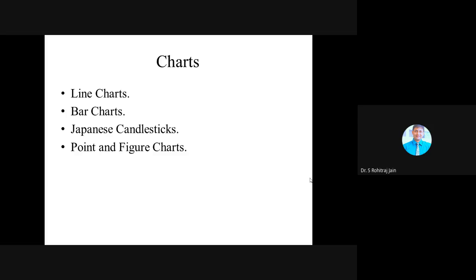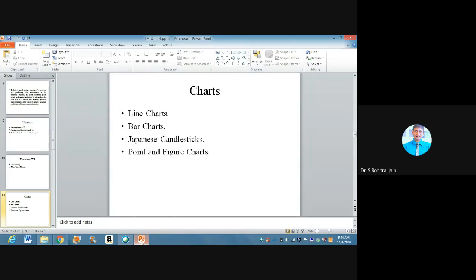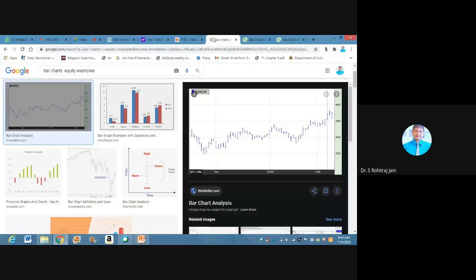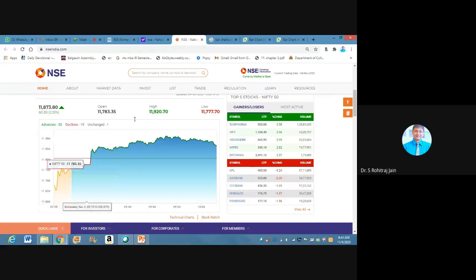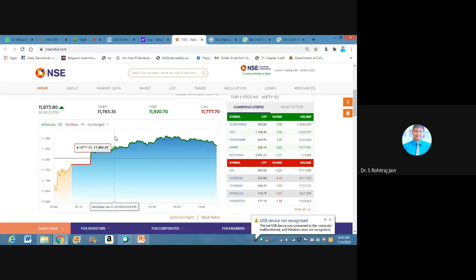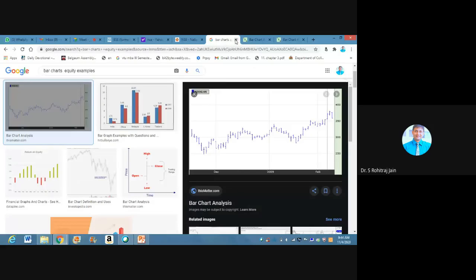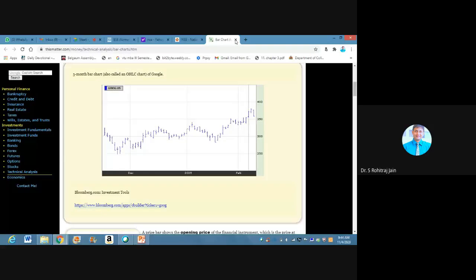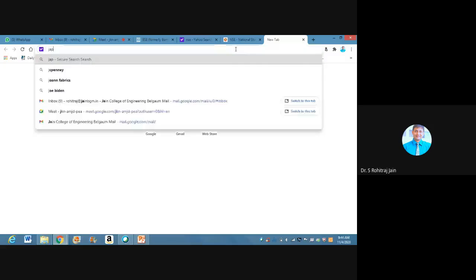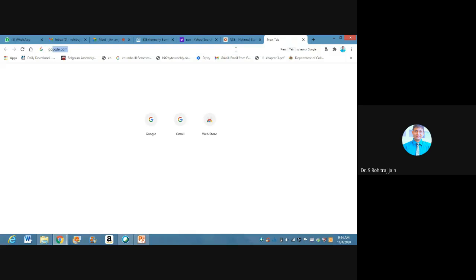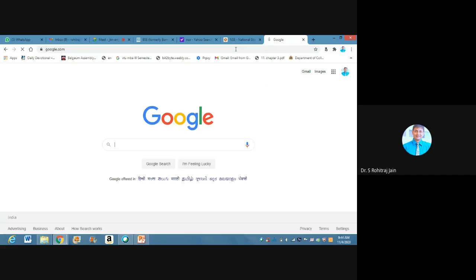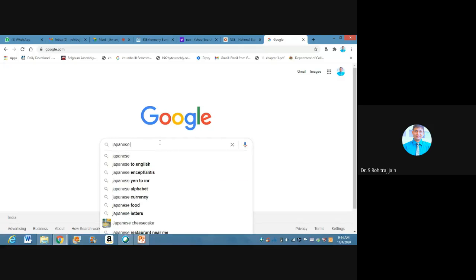So let me show you the Japanese candlesticks now, so that you will understand how exactly it will look. Let me try to show you now. Students, you can see the NSE screen? Or you still are not able to see? Yes, sir. Okay, perfect. I came to know. So Japanese candlesticks, let me show you with the diagram and explain.